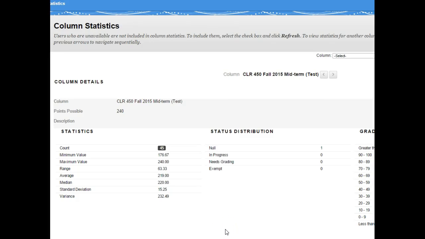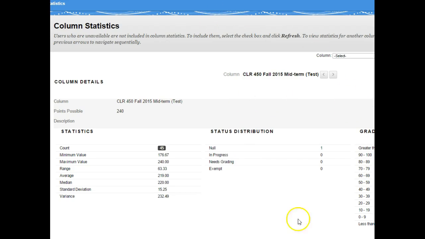Everyone, I wanted to give you some feedback on the midterm exam. In general, you did really well. I went through and did an analysis of the questions. It was worth a possible 240 points. The average score was 219. The median was 220, a little higher.